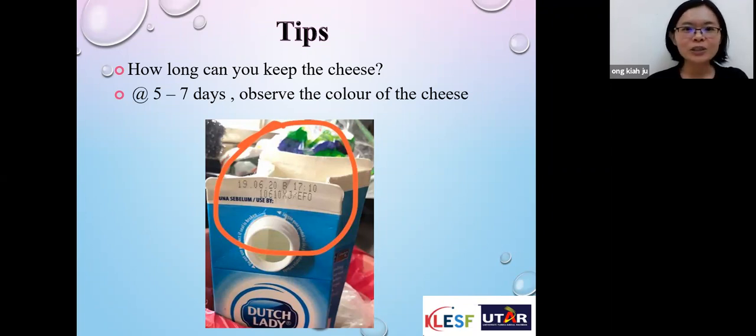And I suggest you look at the expiry date of the milk also, to avoid food contamination. So you have to take note of this.